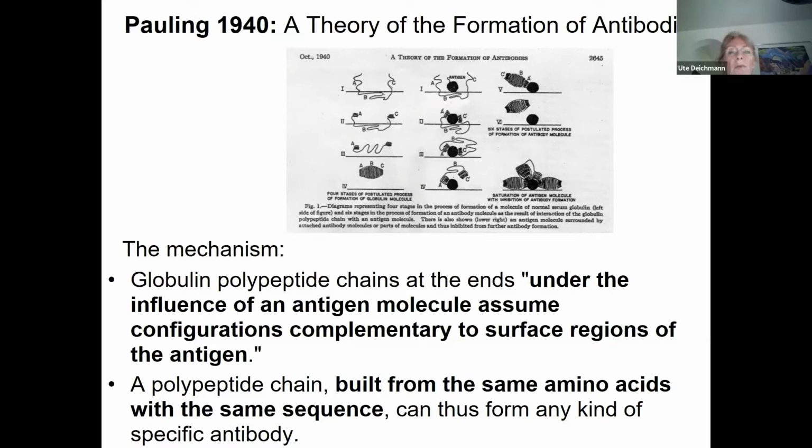Pauling's belief, unlike that of other immunologists, was that a polypeptide chain built from the same amino acids with the same sequence can form any kind of specific antibody.